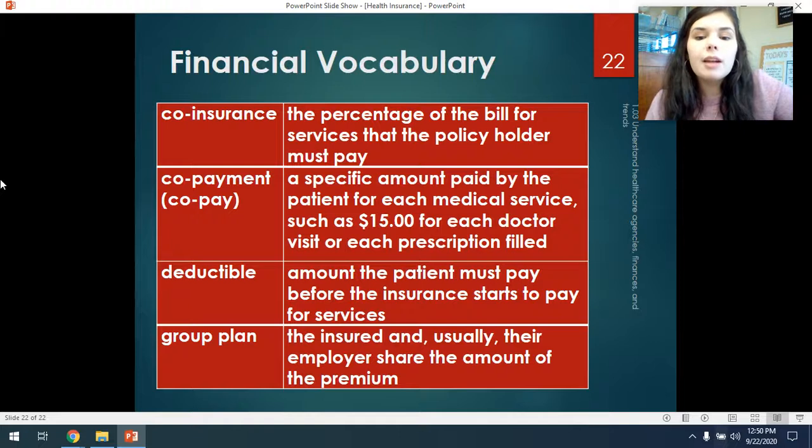And then that group plan is basically, again, just when your insurer and your employer are working together and you share the amount of the premium. The premium is basically just the cost of your health insurance. So most group plans or most companies you're going to work for probably offer a group plan, especially if you're working in healthcare. That's very common. So that's an important term to know as well.